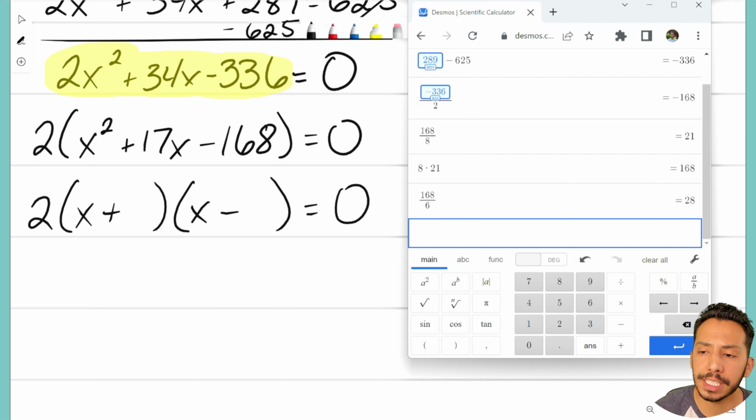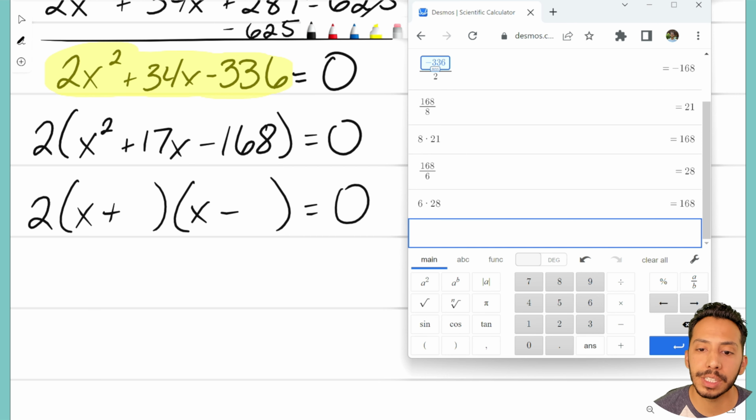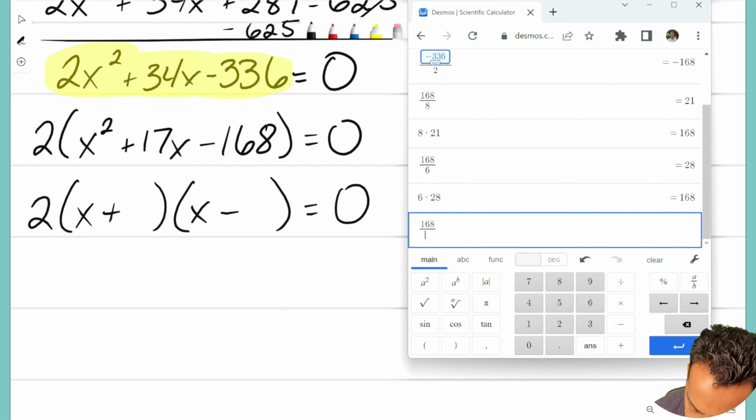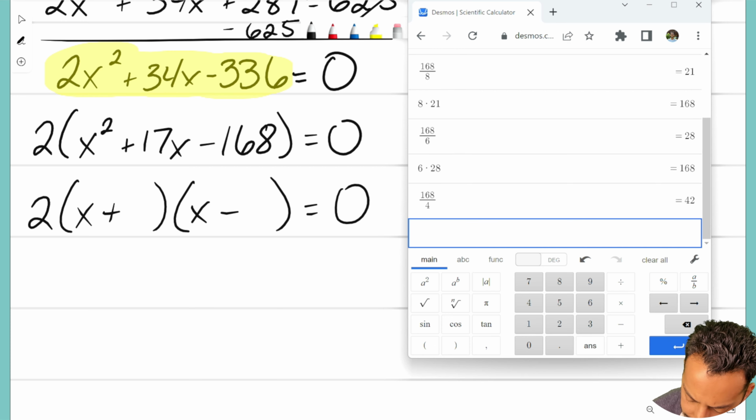Okay, let's see. 6 and 28. That is a little closer. But again, I don't think I can get to 17 using those numbers, right? I don't think that number there is going to work for us. So let's try this. What about 168 divided by 4? Oh, that's definitely not going to work, right? 4 times 42? That's not one that's going to help us out at all.